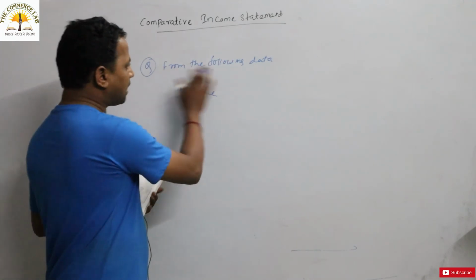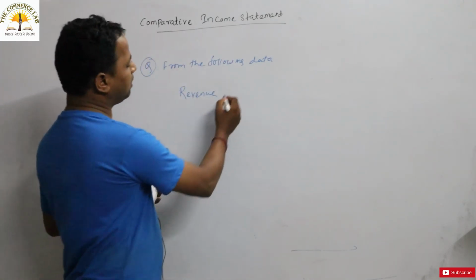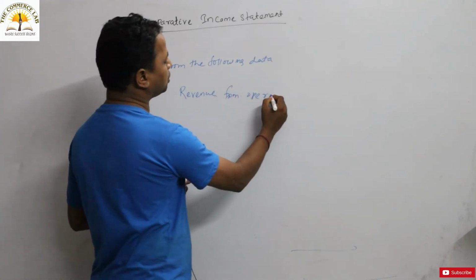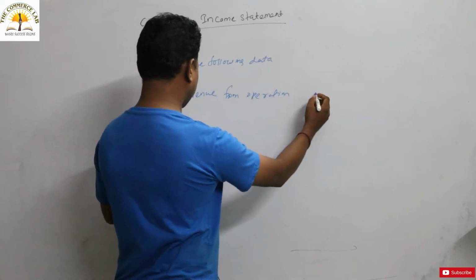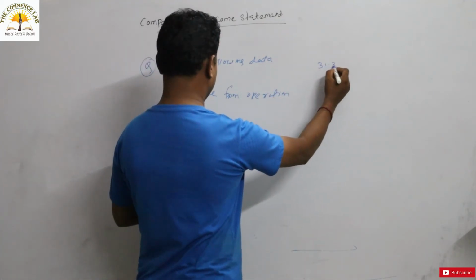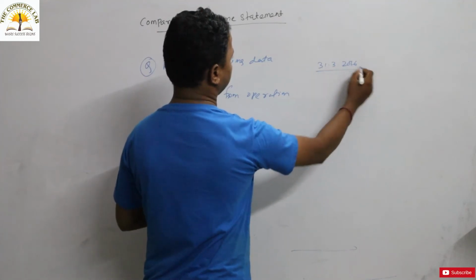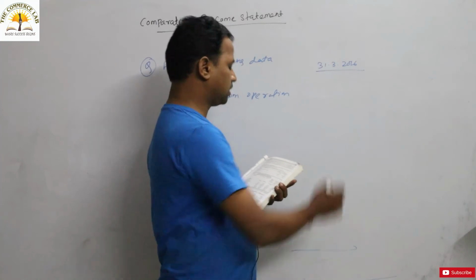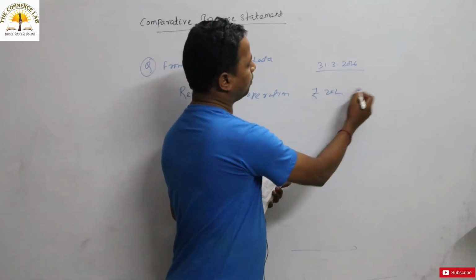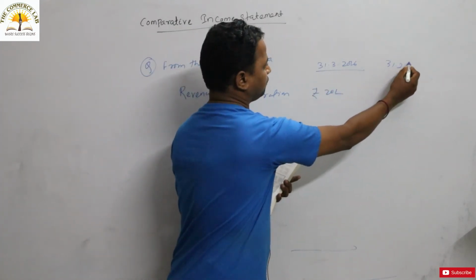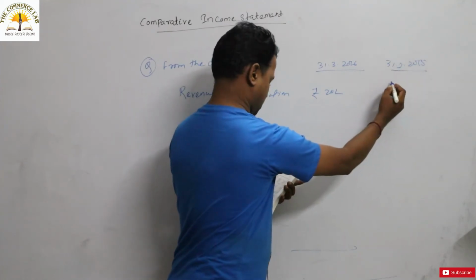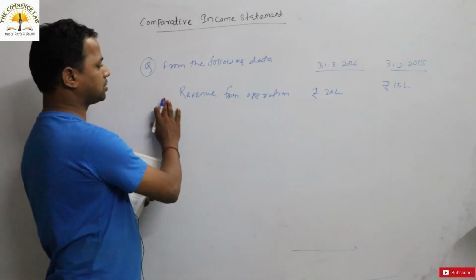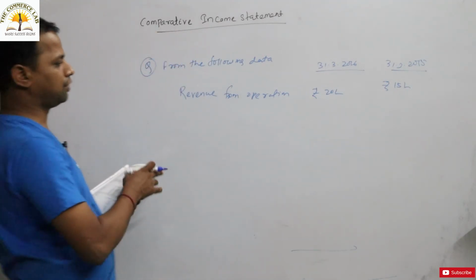Okay, so what is the data given? The first data given is revenue from operation. Revenue means the income. There are 2 years. Let me write the 2 years. First, the current year, 31st March 2016, is rupees 20 lakh. And 31st March 2015, the previous year, is 15 lakh. L stands for lakhs. The first item given in the question is revenue from operation.